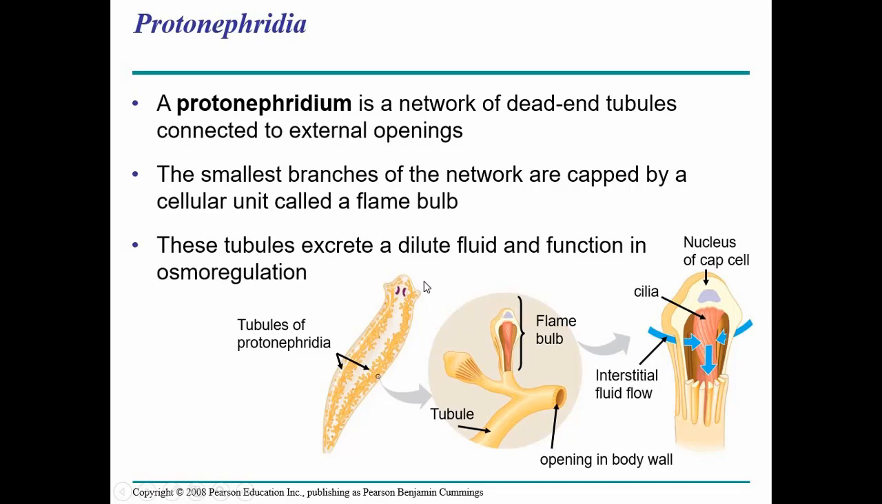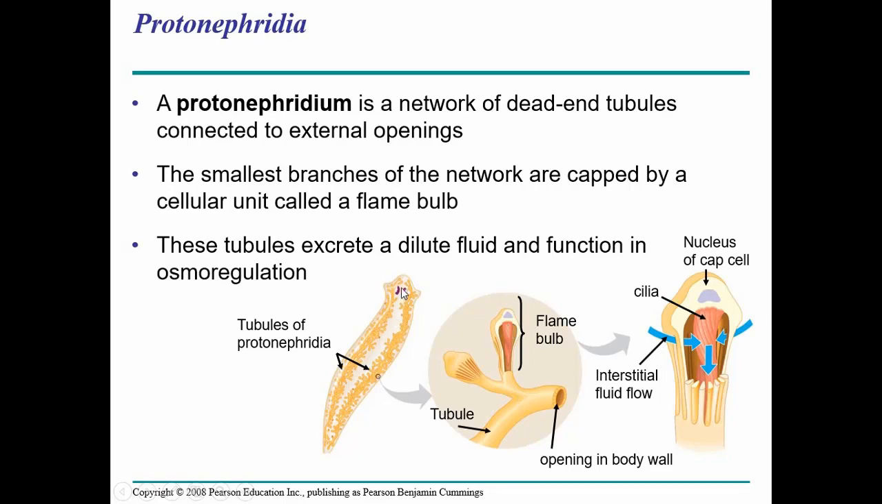Because this animal has an open circulatory system, the blood mixes with the interstitial fluid. So how do they filter the interstitial fluid? They will filter it into the part of the cell called the flame bulb. So if this is the environment of the interstitial fluid, it will go this way.